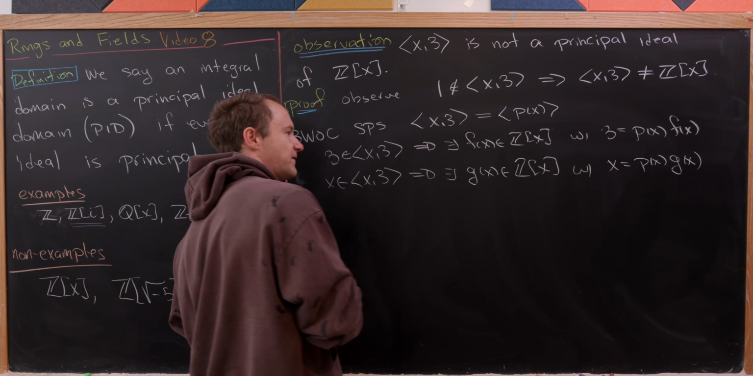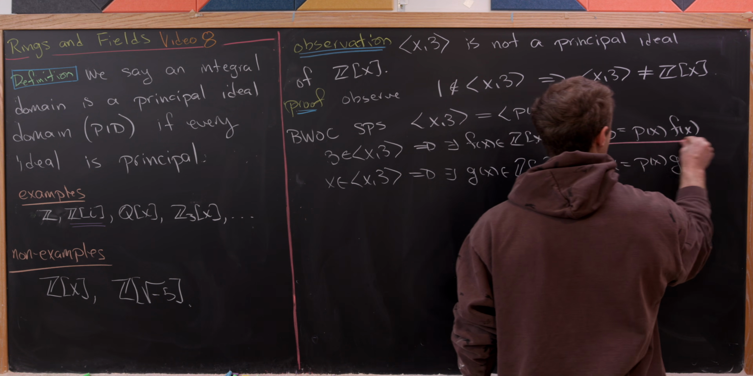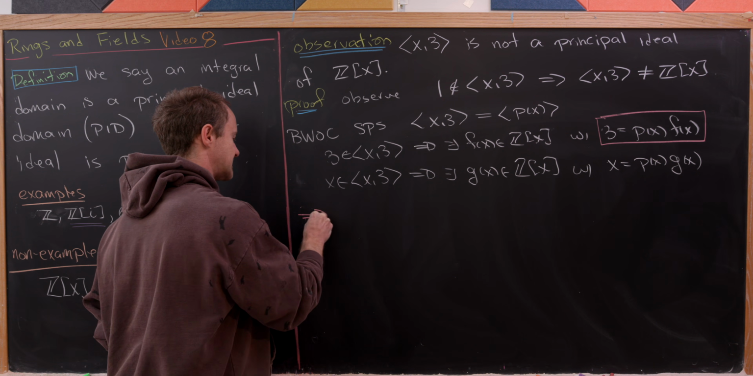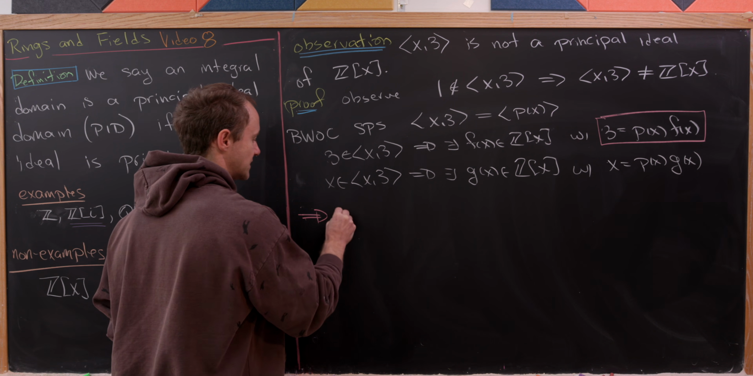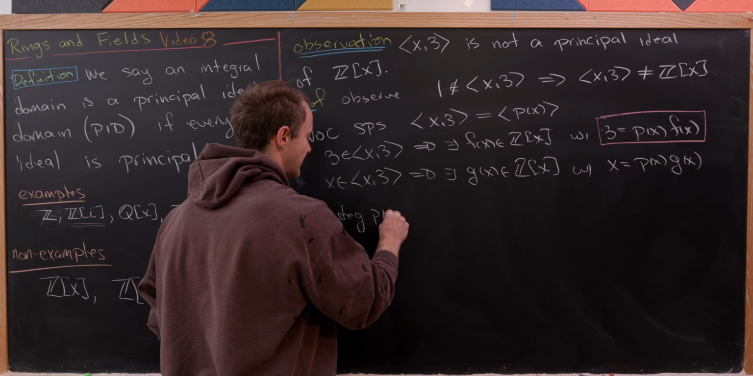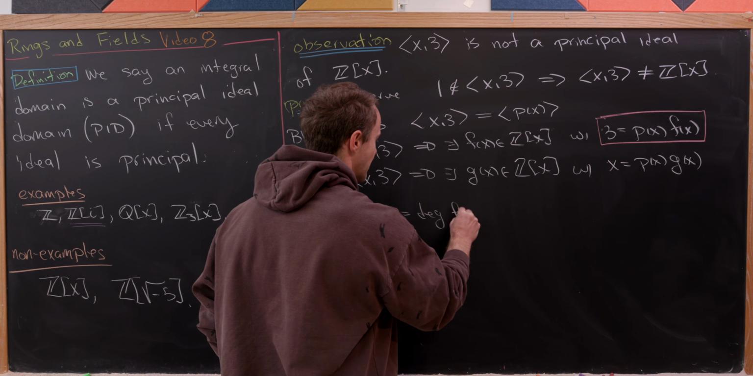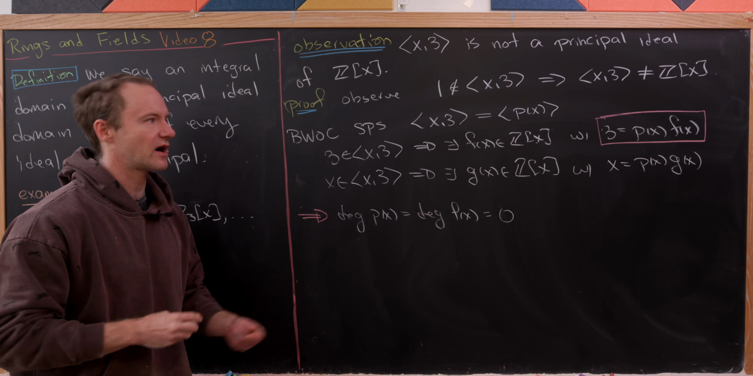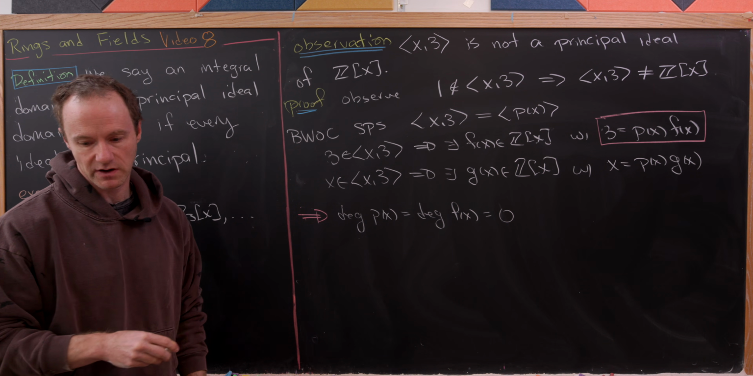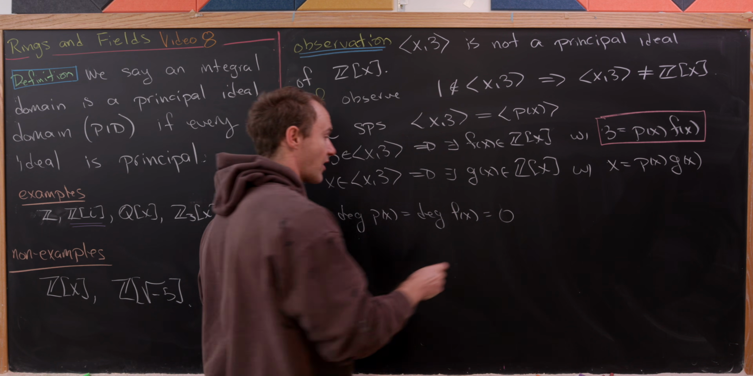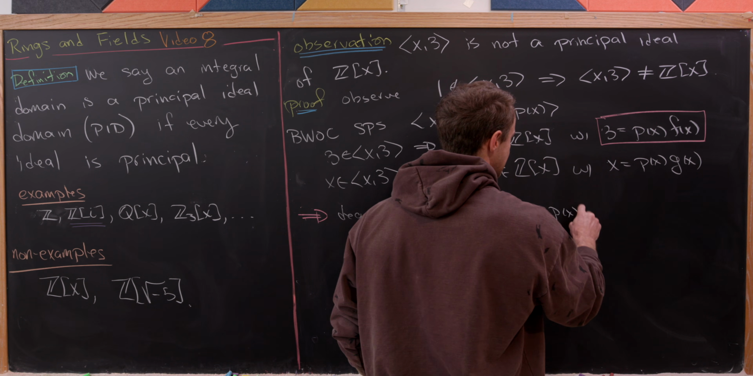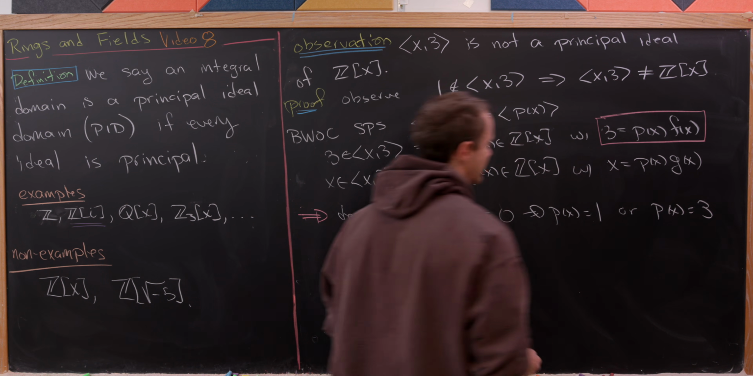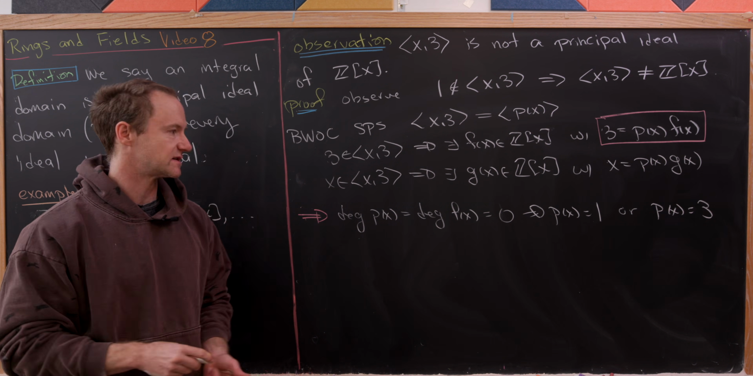But now let's observe the following. This thing that I'm putting a pink box around, 3 is equal to p of x times f of x, tells us the following information. The degree of p of x is equal to the degree of f of x, which is 0. And that's because the degrees add when you take the product, and the degree of the number 3 is 0. But then 3 is a prime, so that tells us that p of x is either 1 or p of x is the polynomial 3, just the constant 3.